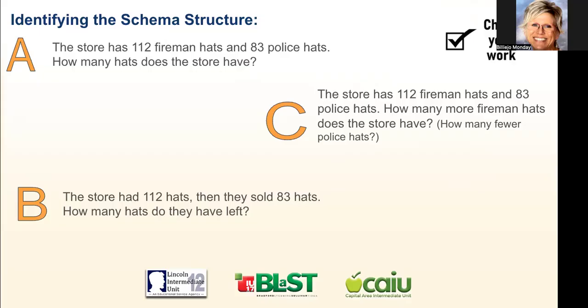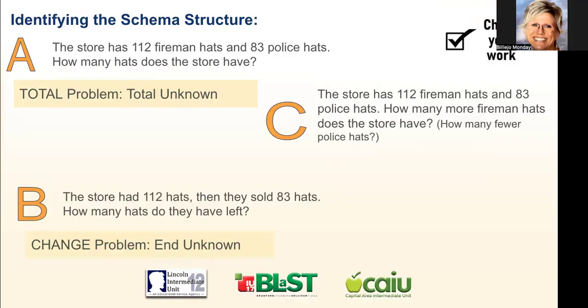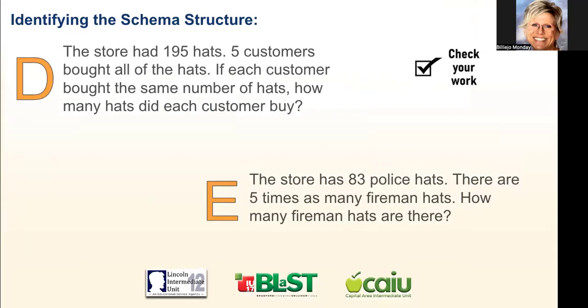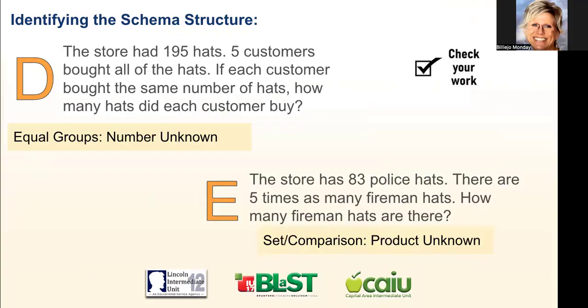Let's take a look at A. Were you able to identify that A was a total problem with a total unknown? B was a change problem with an end unknown. And C was a difference problem with a difference unknown. Moving on to D. D was in equal groups with the number unknown. And E was the set comparison with the product unknown.